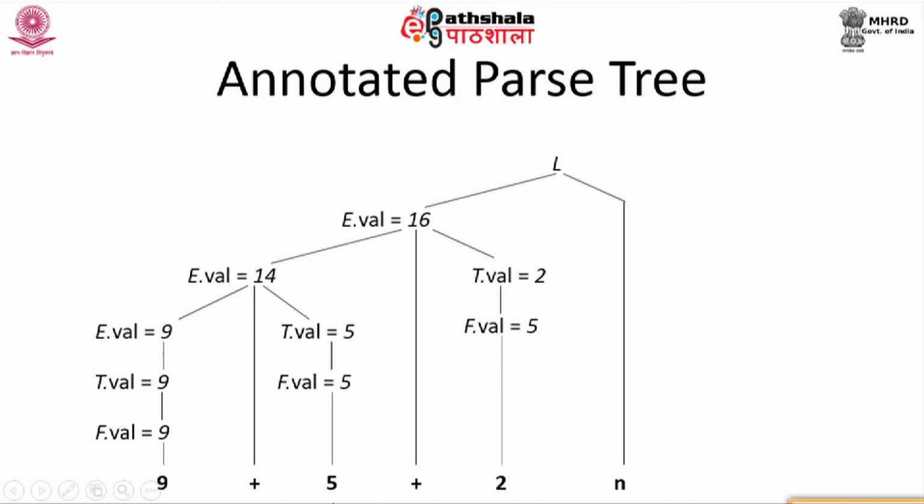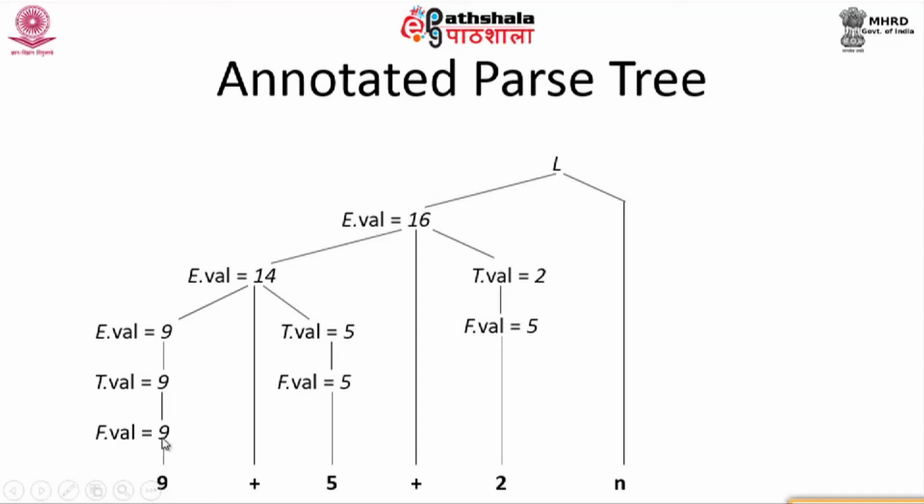For example, if I have an expression 9 plus 5 plus 2 n, I will have the derivation tree which is being constructed, and we know how the derivation tree will look. L produces E followed by n, then E will produce E plus T, then this E will produce again E plus T, this E will be T, this T will be F, similarly this T will also be F, similarly this T will also be F. So I have got the expression mapped onto my derivation tree. So without the values, this will be the parse tree that we have already seen.